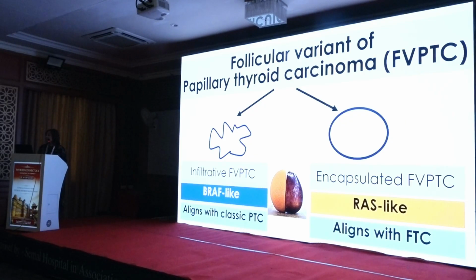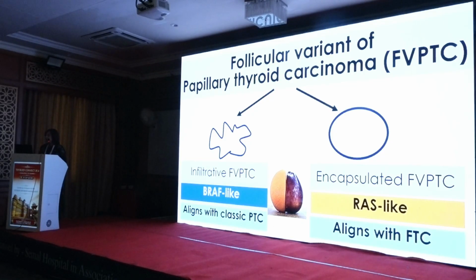One of them, some of these tumors showed an infiltrative pattern, they showed BRAF mutations, and they had lymph node metastasis, and they were behaving like classical papillary thyroid carcinoma. Whereas those encapsulated follicular variants were encapsulated follicular, they were RAS-like, they were having RAS mutations, and they were aligning with follicular thyroid carcinoma.